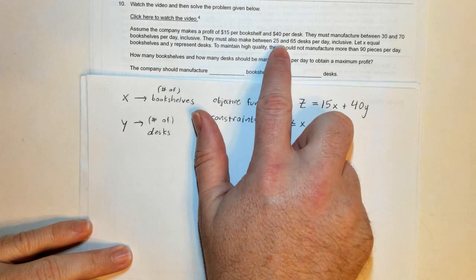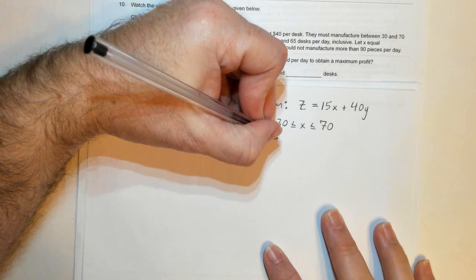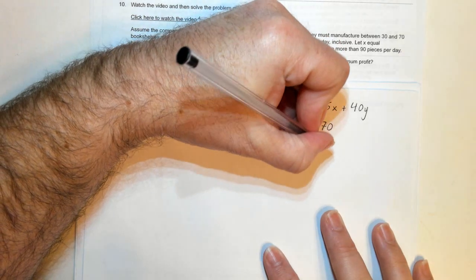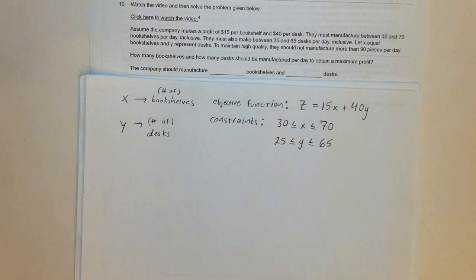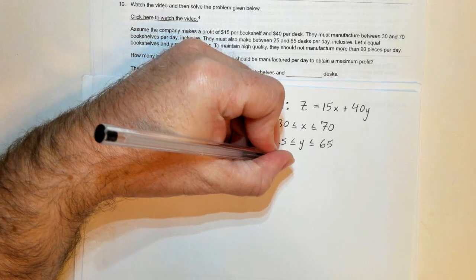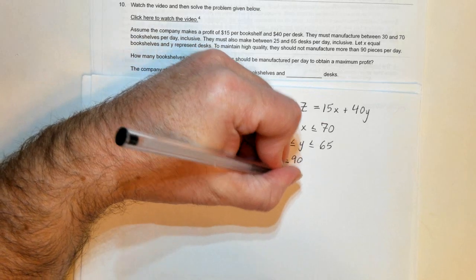They must make between 25 and 65 desks per day. Desks are Y. So 25 is less than or equal to Y is less than or equal to 65. Okay. To make high quality, they should not manufacture more than 90 pieces per day. So that means that both X has got to be less than or equal to 90, and Y has got to be less than or equal to 90.